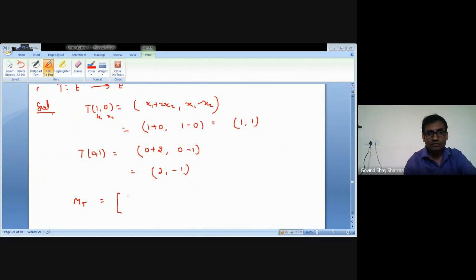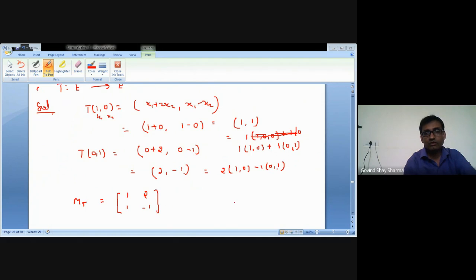So the matrix form of this is the transpose of (1, 1). We can write (1, 1) as 1 times (1, 0) plus 1 times (0, 1), and (2, minus 1) as 2 times (1, 0) minus 1 times (0, 1), because this is also E2. So we can write [1 2; 1 minus 1]. This is the matrix form of T.